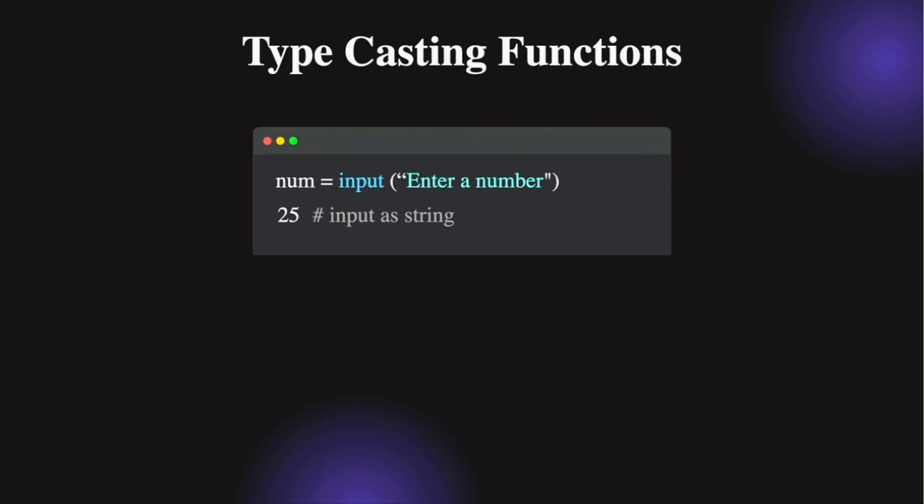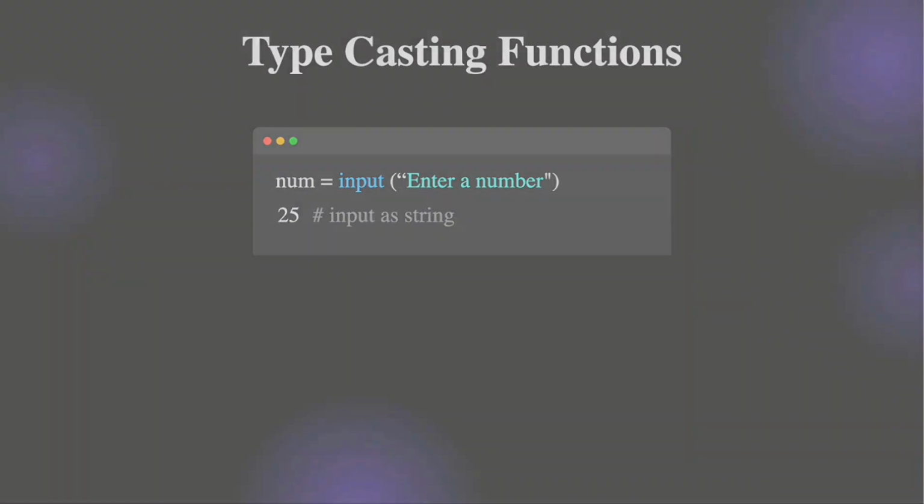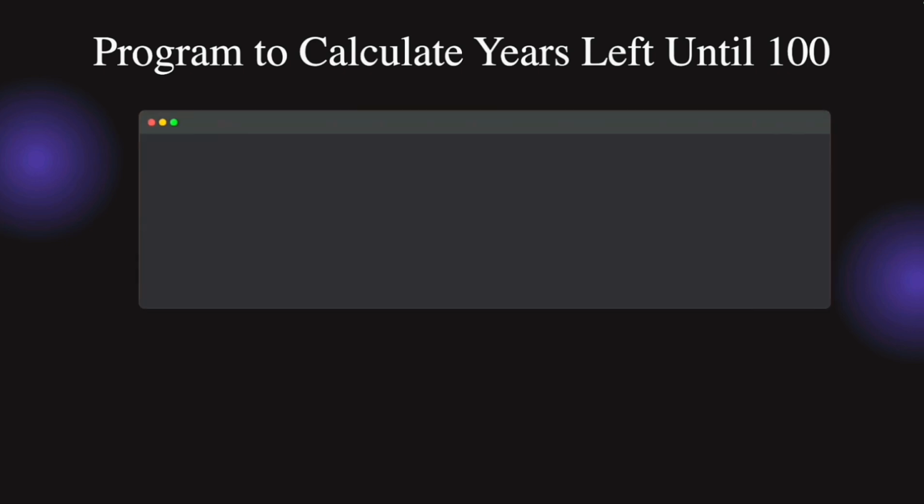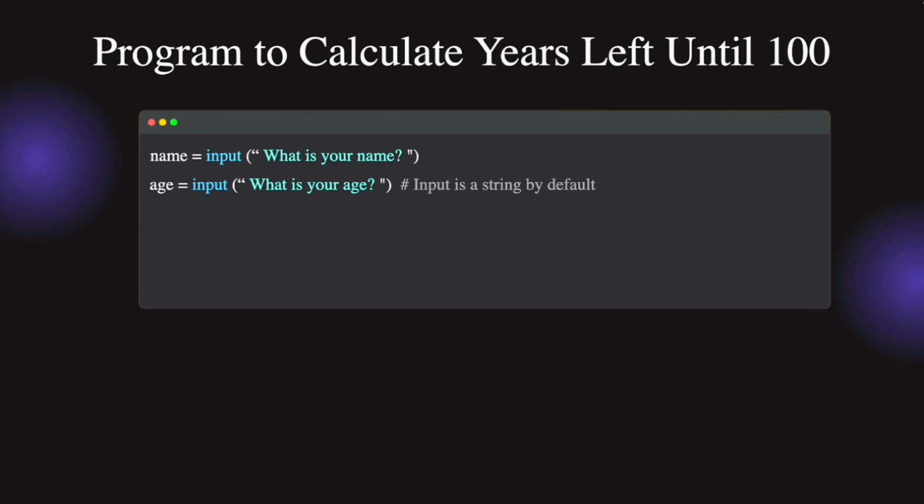For example, if we need to write a program that takes the user's name and age as input and calculates how many years are left until they turn 100, we can take the user's name into a name variable and their age into an age variable. But remember, whatever value comes from the input function will always be a string, even if the user enters a number. Now we need to calculate with the age, such as how many years are left until 100, so we need to convert the age from a string to an integer using the int function. Without this conversion, we won't be able to perform mathematical operations, because the value is still in string format.